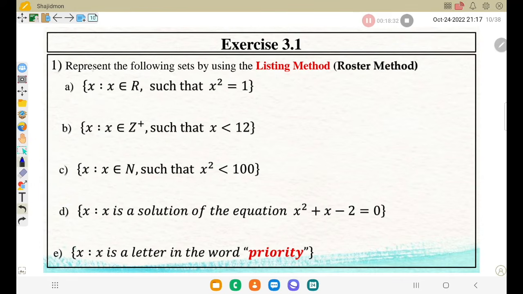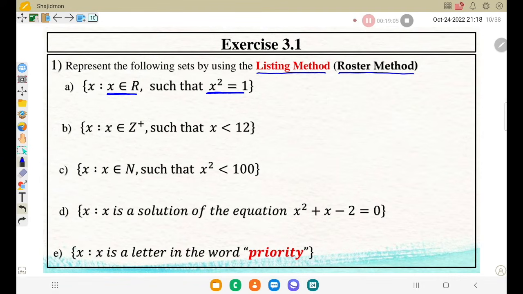So what is the question? Represent the following sets by using listing method or roster method. Okay, so set builder form is given. Write that set in the listing method or roster method. For example, the first example: set of all x such that x belongs to R. That means x is a real number, such that x square should be 1. Square of that number should be 1.